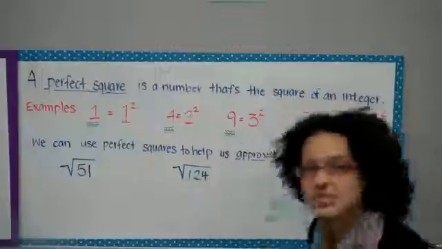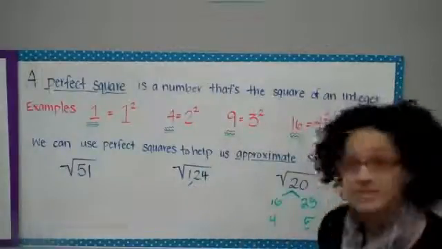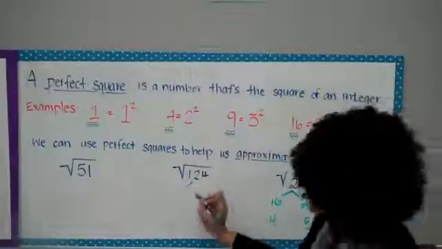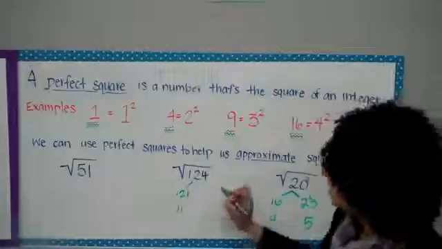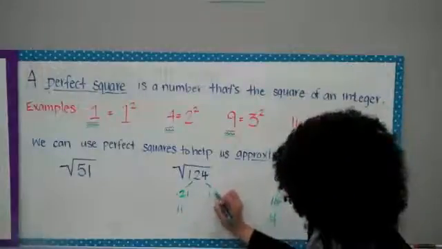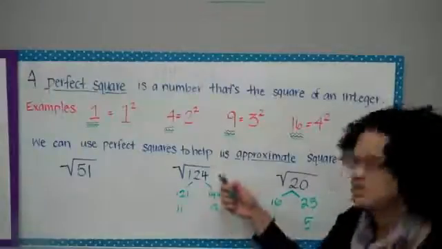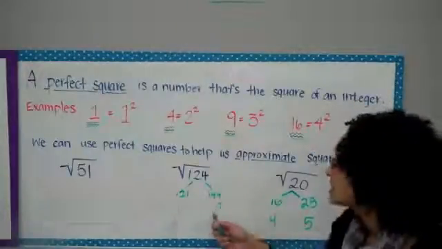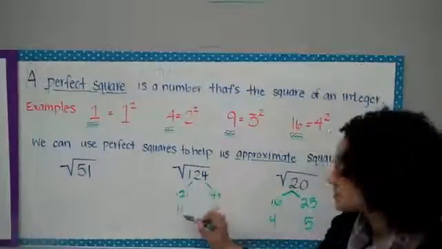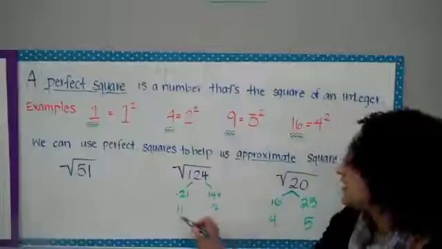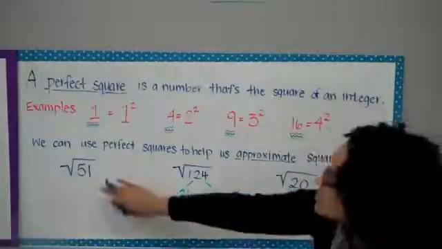Square root of 124. Let's see. 10 squared is 100. 11 squared is 121. So it looks like I'm going to start there. 12 squared is 144. So the square root of 144 is 12. So the square root of 124 is somewhere in between 11 and 12. And since it's pretty close to the square of 11, 121, it's probably much closer to 11 than it is to 12. Let's try one more.